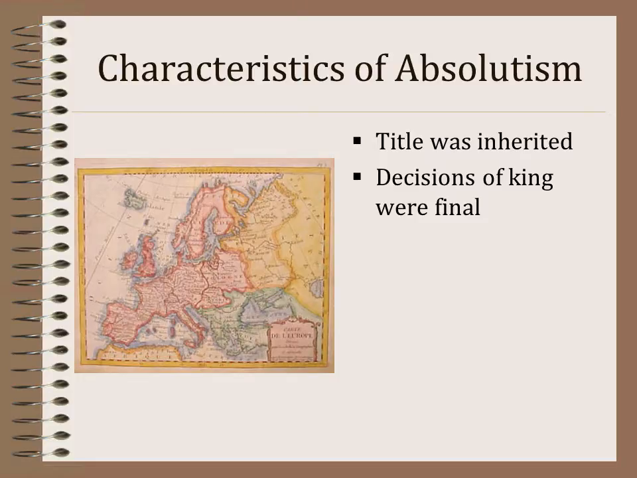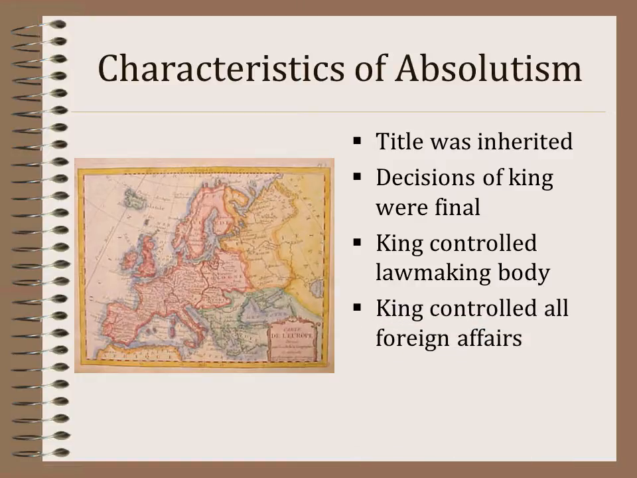So decisions of the king are also final. The king doesn't have to consult anybody in order to make decisions. The king or the queen can do whatever they want to do, including internal and foreign affairs. The people, in almost all cases of absolute rule, don't have a voice and don't have a choice, and therefore are treated at the mercy of their leader.